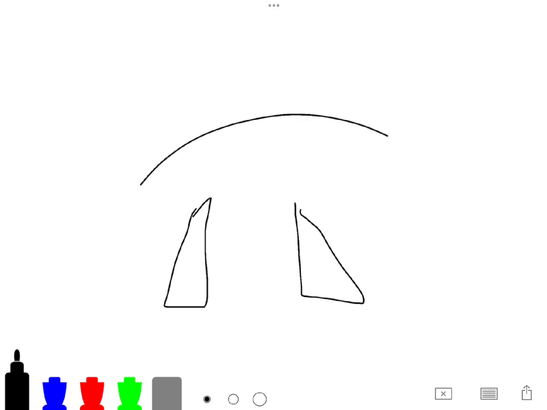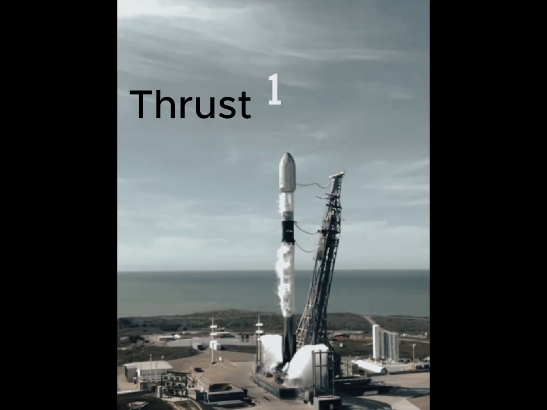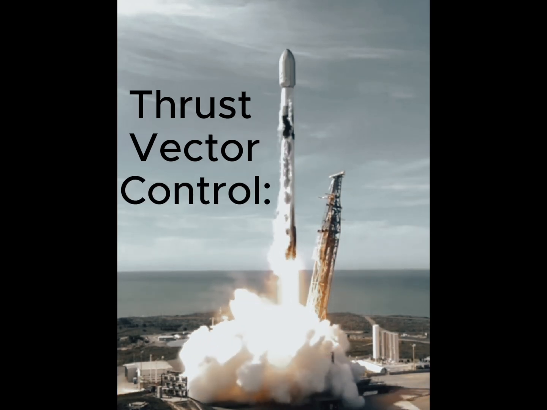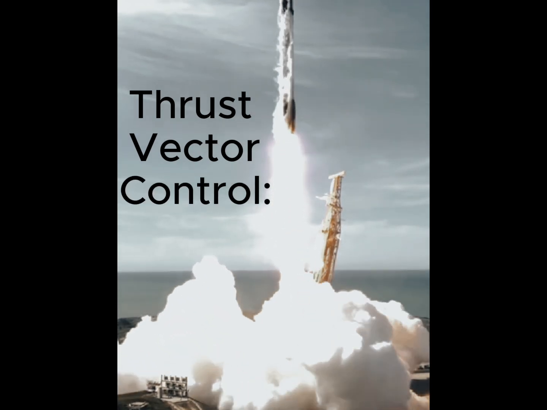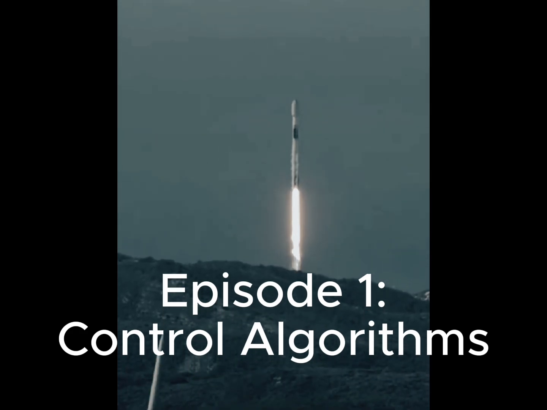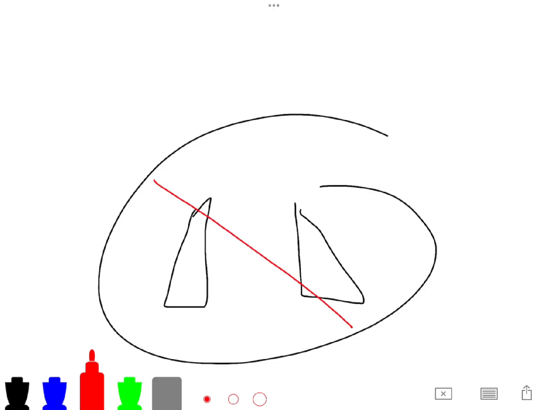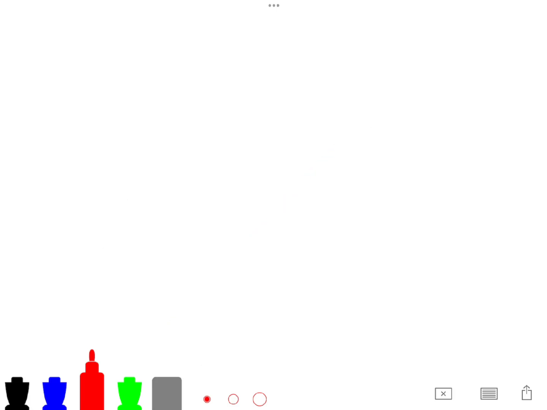But what if we remove the fins? We don't use them. Like in real rockets, you rarely see fins used to keep it straight. But how do we actually control a rocket then? Not just make it go up, but keep it straight, aim it, and even land it with precision.